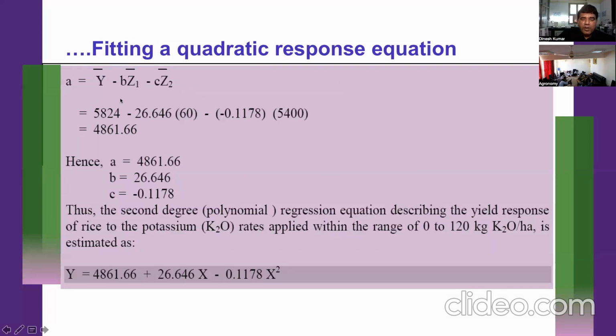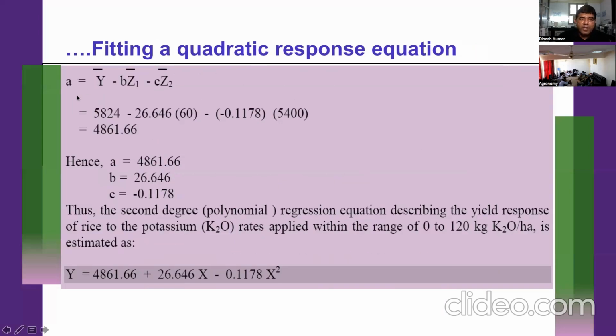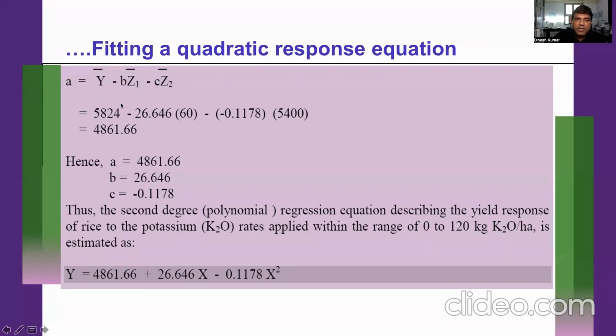Now, overall, you have calculated the value of ABC, the values of B and C. Now the value of A can be calculated by Y bar minus B Z1 bar minus C Z2 bar. You place these values here.